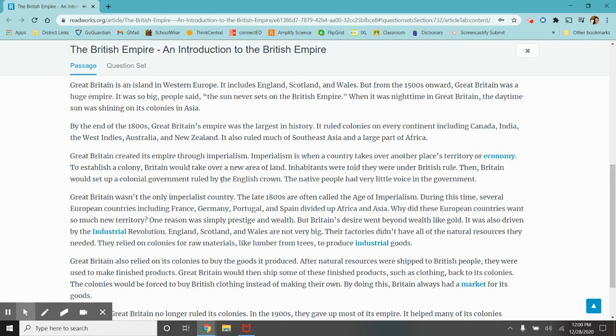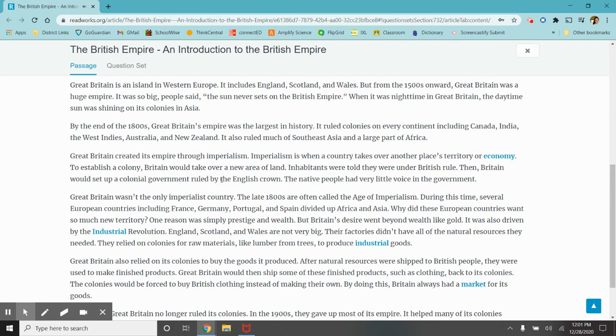Great Britain created its empire through imperialism. Imperialism is when a country takes over another place's territory or economy. To establish a colony, Britain would take over a new area of land. Inhabitants were told they were under British rule. Then, Britain would set up a colonial government ruled by the English crown. The native people had very little voice in the government.